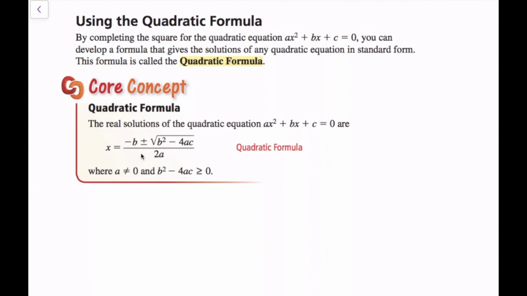all over 2a. And notice how it says real solutions. That means that we can't have the square root of a negative number here. So this whole thing, b squared minus 4ac, has to be 0 or larger. And then a obviously can't be 0 because we can't divide this by 0. But anyway, we'll talk about this, b squared minus 4ac, in a little bit. This is called the discriminant. But let's get into our first example.